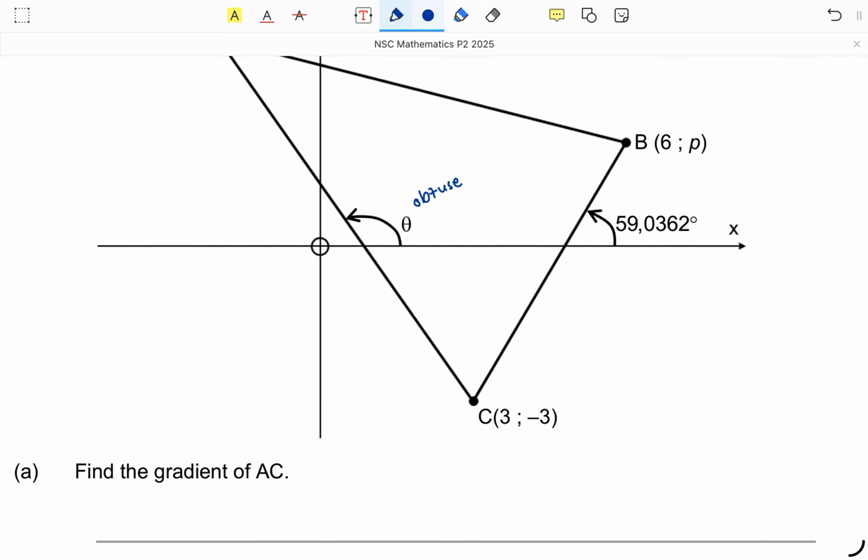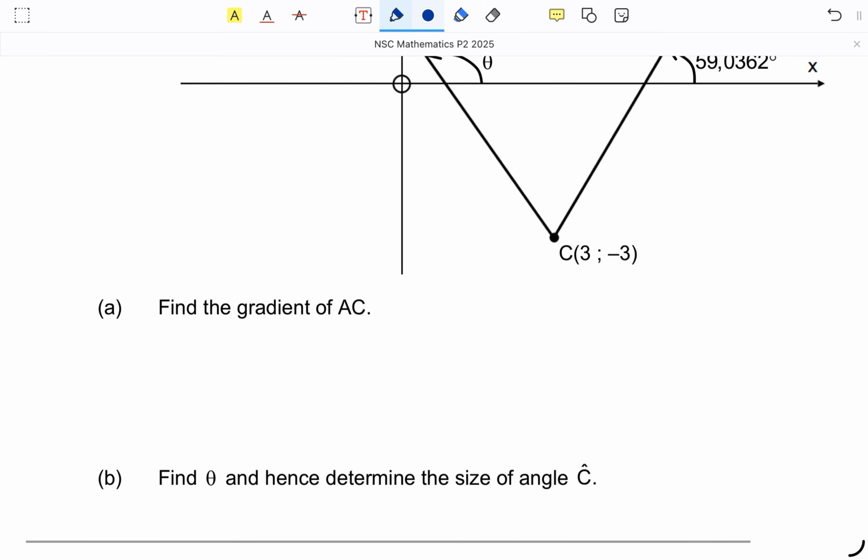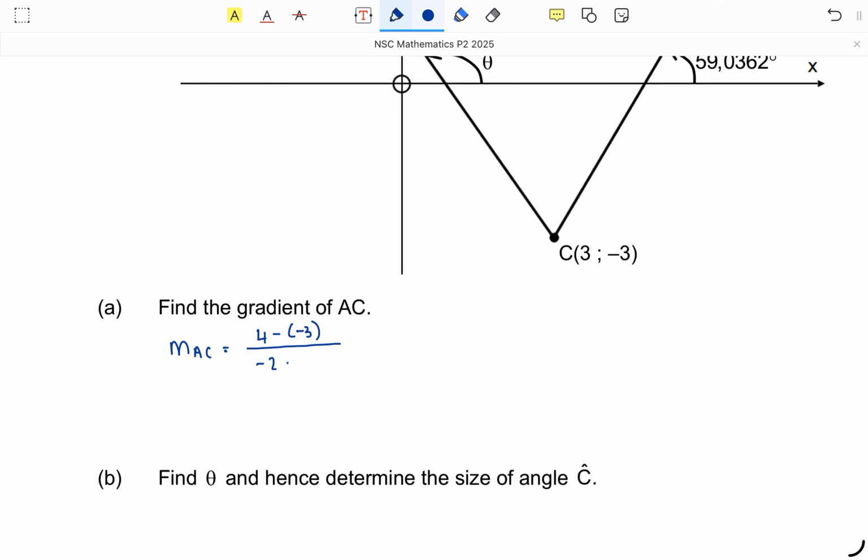So the first question is find the gradient of AC. So this is very doable. We do have the gradient formula on our formula sheet. So I'm just going to label it the gradient of AC. And then we know it is y minus y over x minus x. And then if we pop that into the calculator, just to make double sure, then we get the gradient of AC.